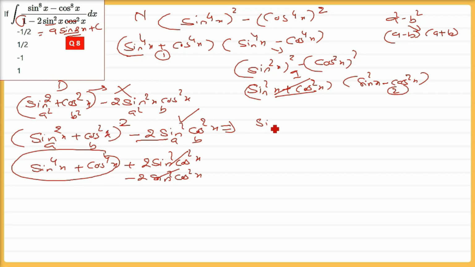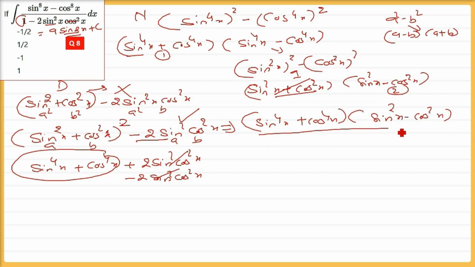Now I am writing numerator divided by denominator as the ratio. So this numerator has come, which I am writing right now. The denominator we just did, and this has come as sin raise 4x plus cos raise 4x. Fortunately, the numerator and denominator have the same expression which you can cancel. So we just have to deal with sin square x minus cos square x.